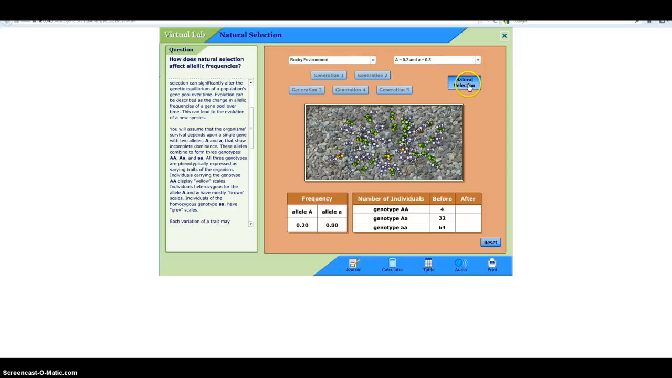Okay, natural selection. What's going to happen? Well, I predict we're going to end up with all gray animals. And the green ones, or brown ones, are going to mostly disappear. We're back to that environment, rocky environment. Let's go to another environment, urban environment.